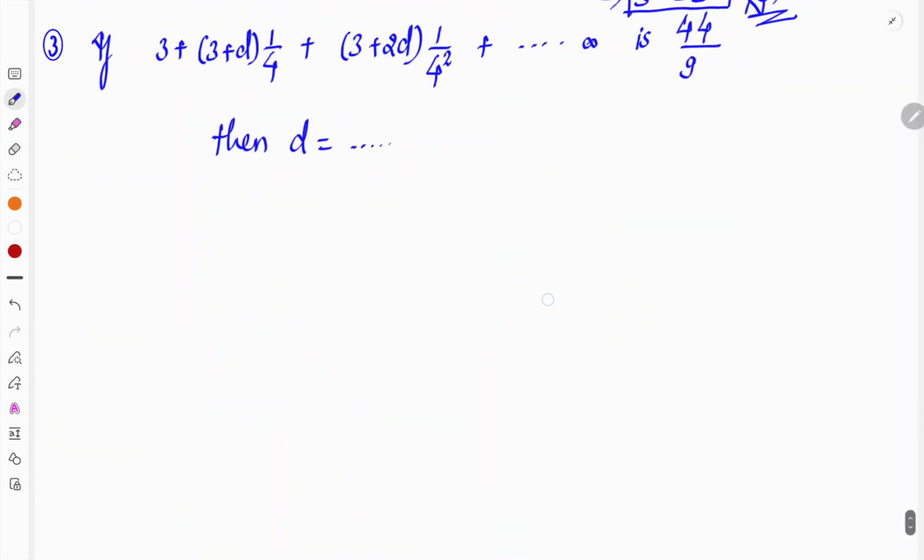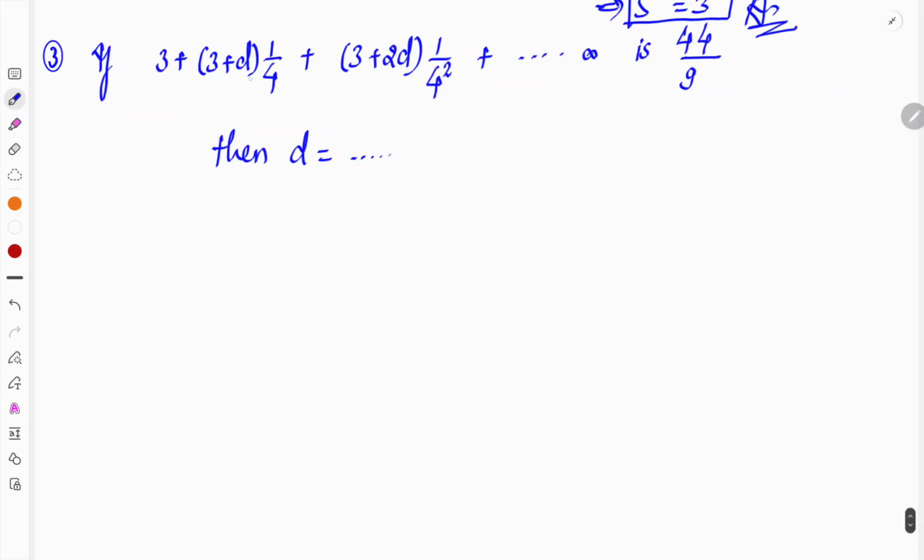Okay, so the next problem is saying 3 plus d into 1 by 4, 3 plus 2d into 1 by 4 square, plus dot dot dot till infinity terms. It is saying that its sum is 44 by 9, and we need to find d.